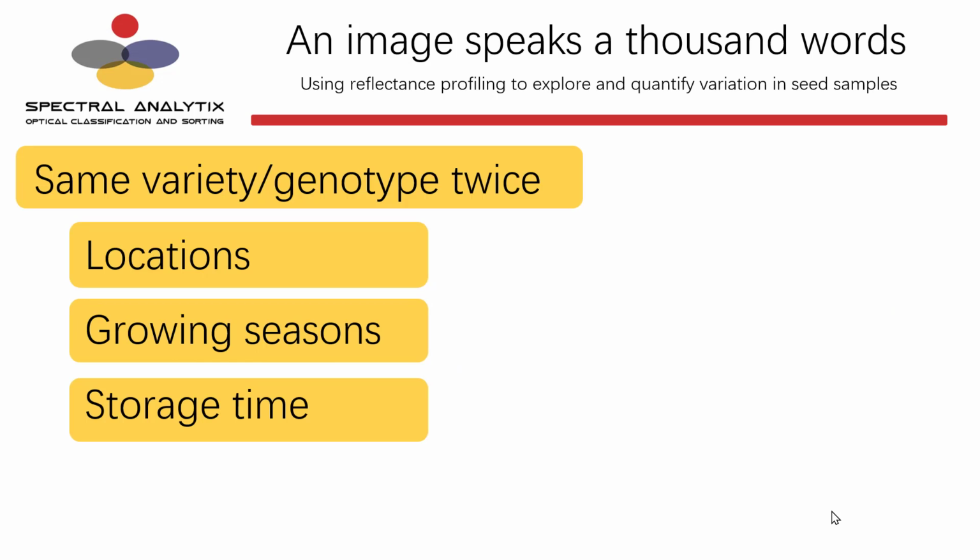Advanced imaging can also be used to examine variance based on seeds originating from plants grown at different locations, in different growing seasons, or after being stored under different conditions or over time. In other words, how consistent or robust are seed samples in response to different variables?